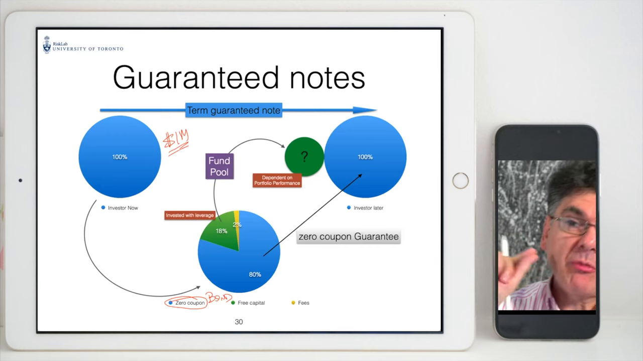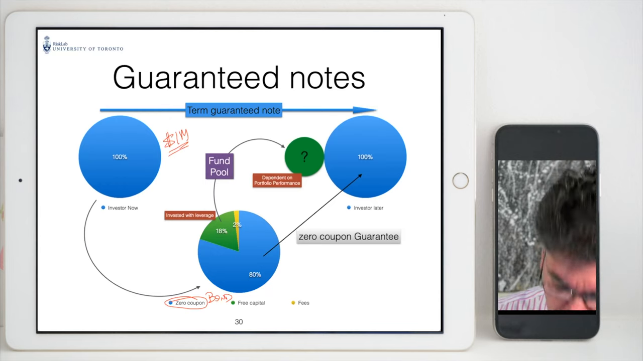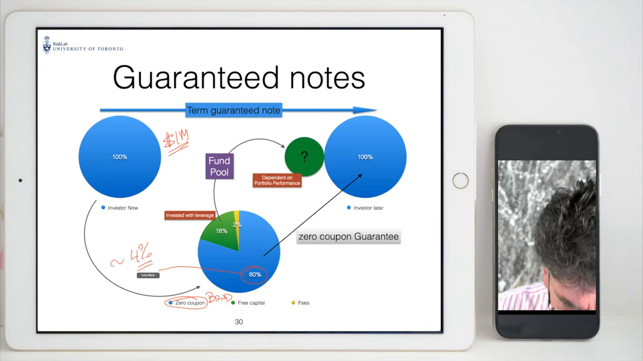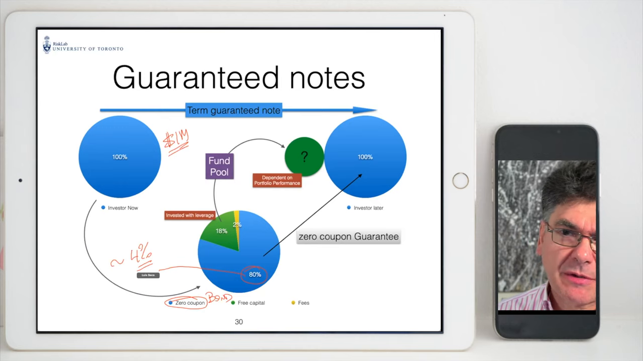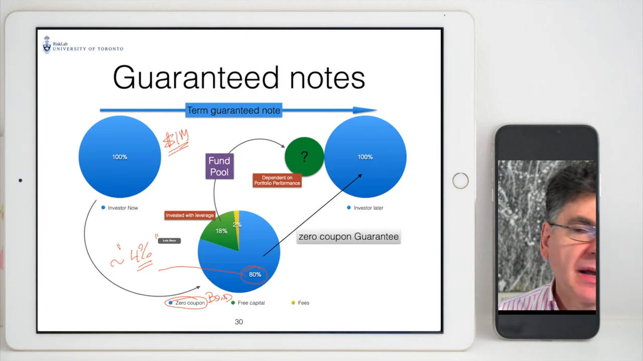So if I'm going to buy $1 million 5 years from now, I can buy them at a discount. And in this case, I'm assuming that I can buy them at an 80% discount. That means approximately 4% interest per year, roughly. Okay? So with a 4% interest per year, I can buy my guarantee for 80% of the $1 million. I only need 800,000. So I use 800,000 to guarantee the 1 million.